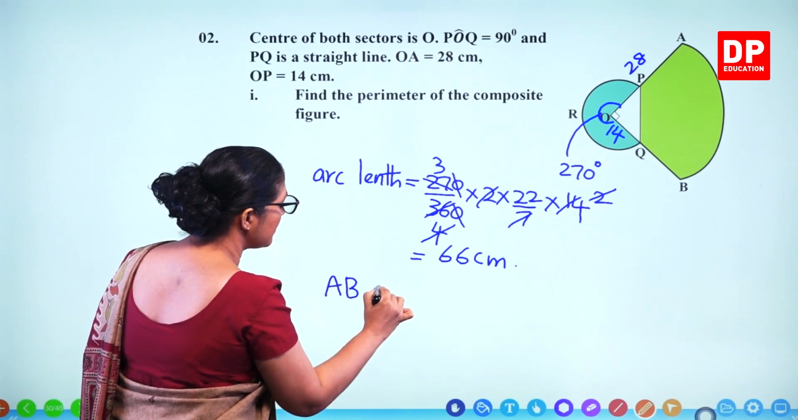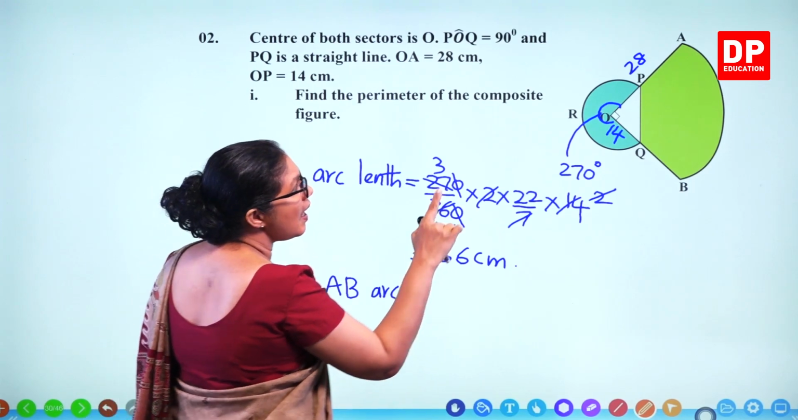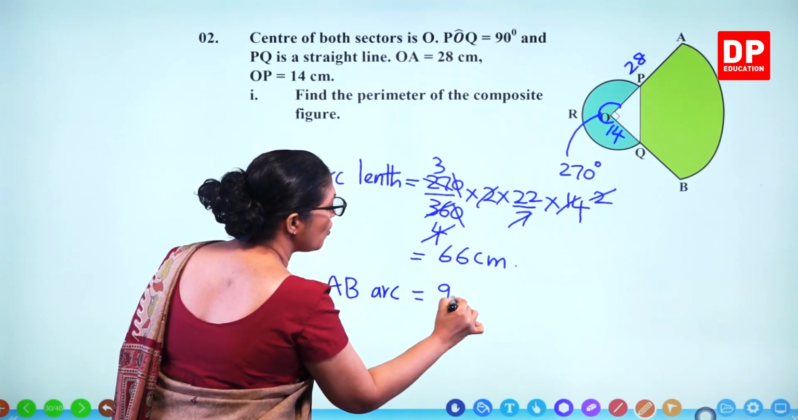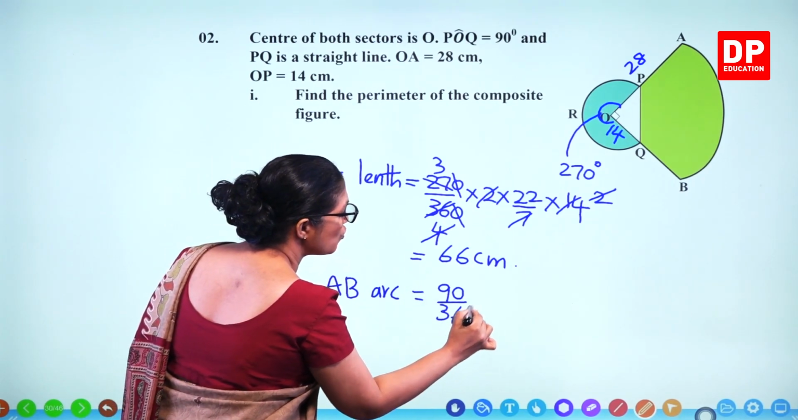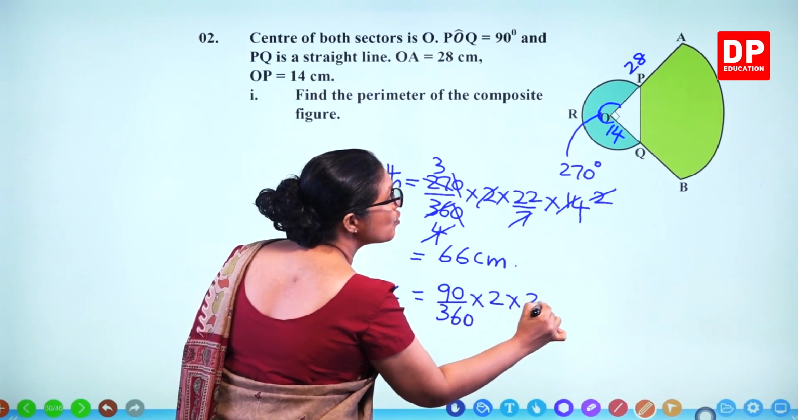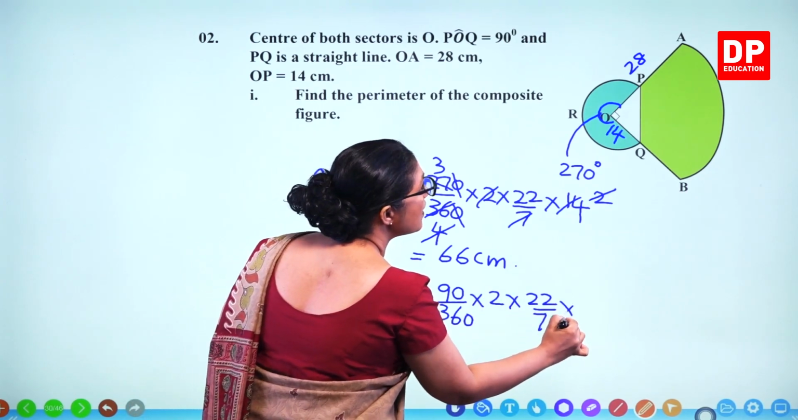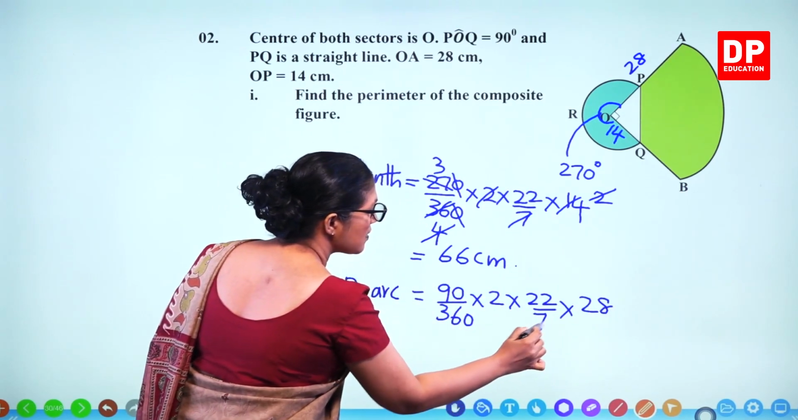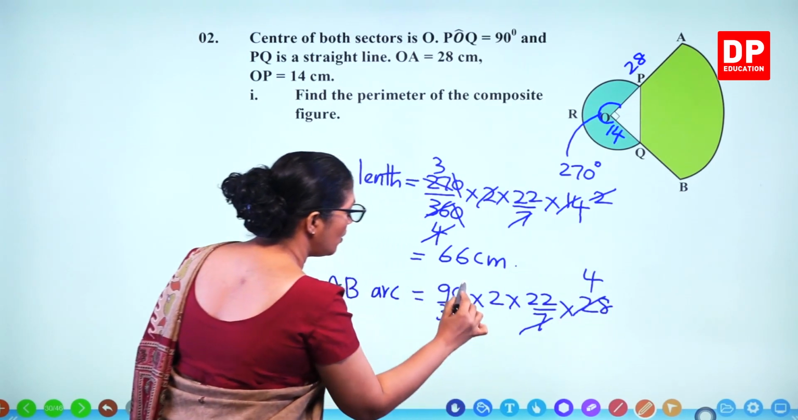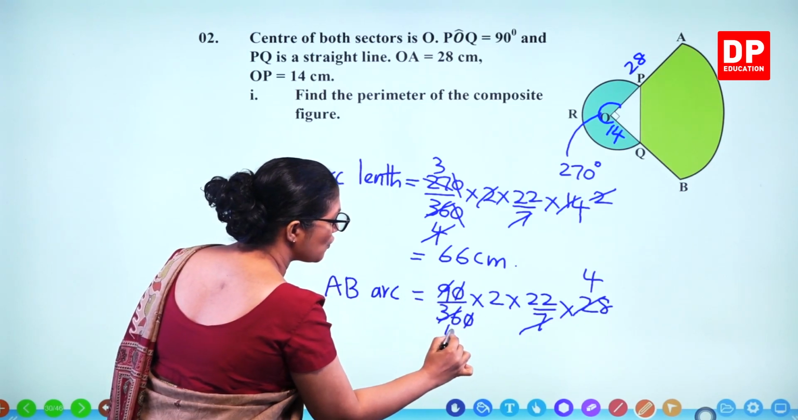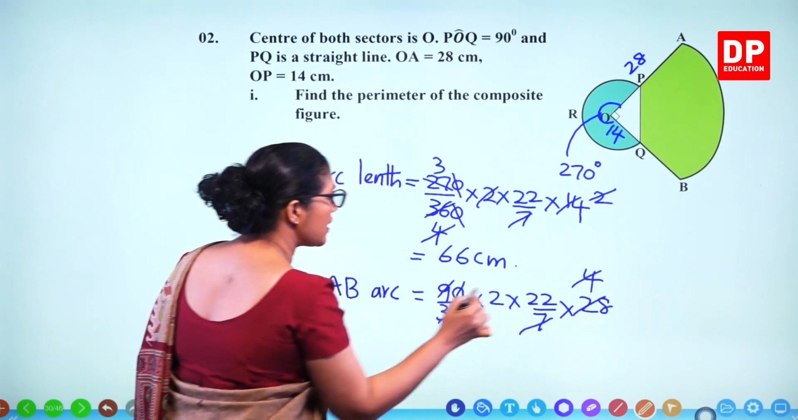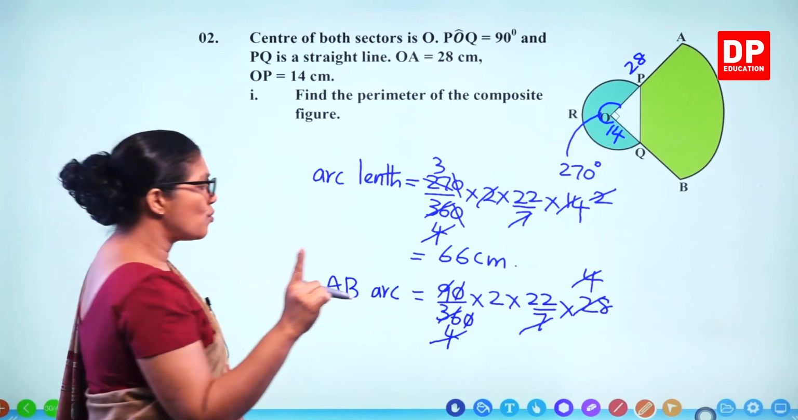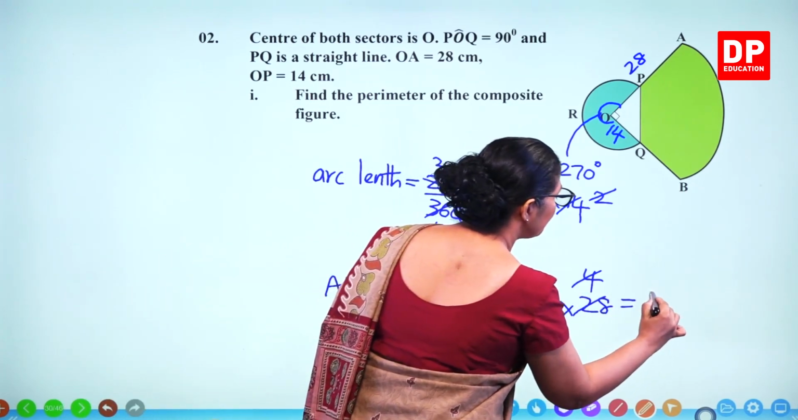The AB arc length: the angle is 90 now, so 90 over 360 into 2 pi r. 2 into pi is 22 over 7. Now the radius is 28 for that. 7 times 4, and here you get 9 times 4. 4 and 4 get cancelled out. 2 times 22 now, that's 44.